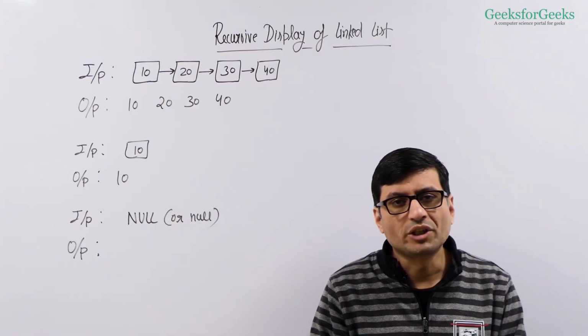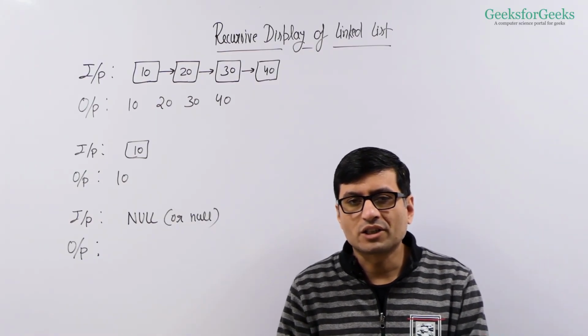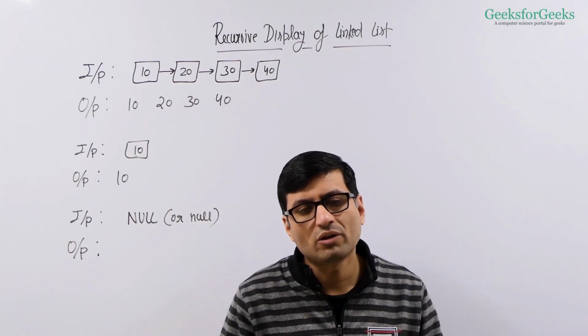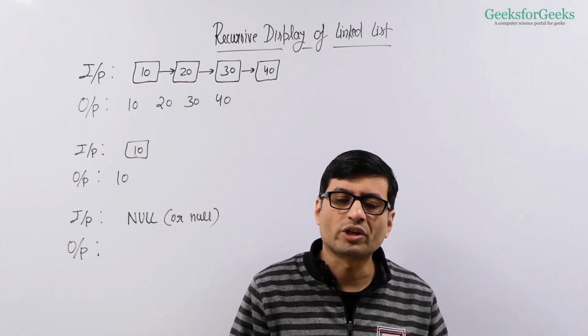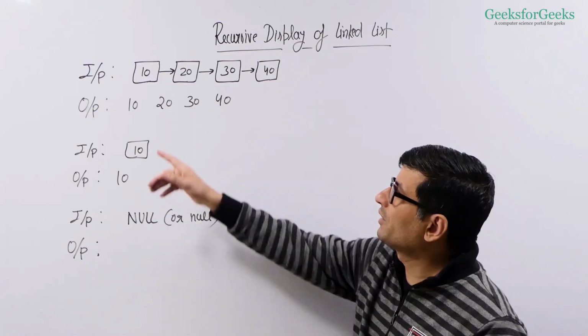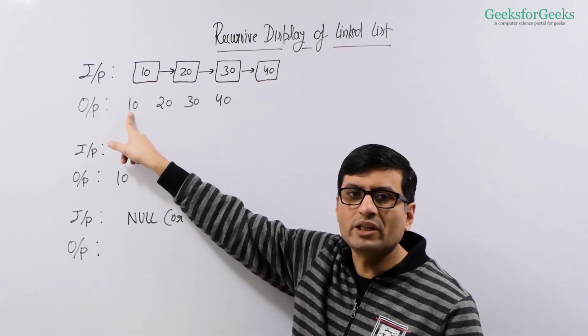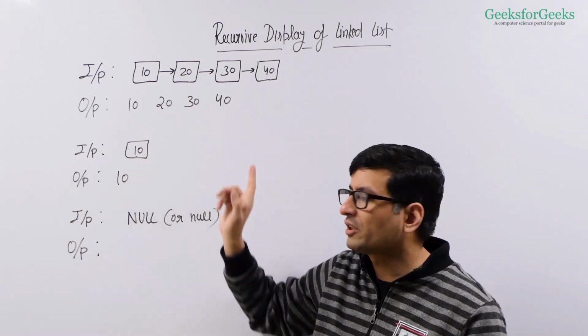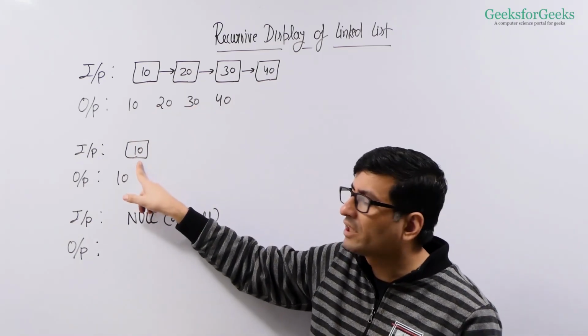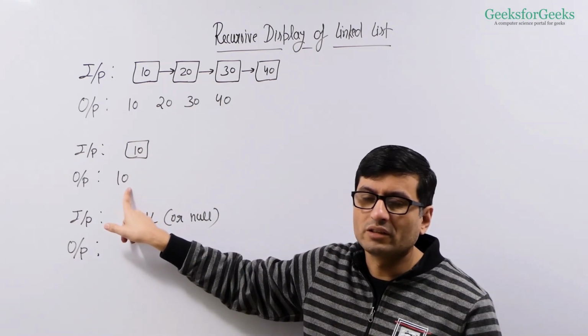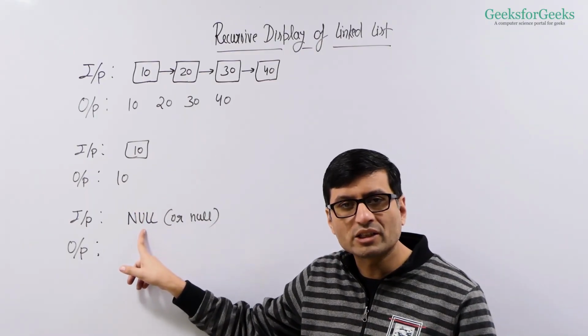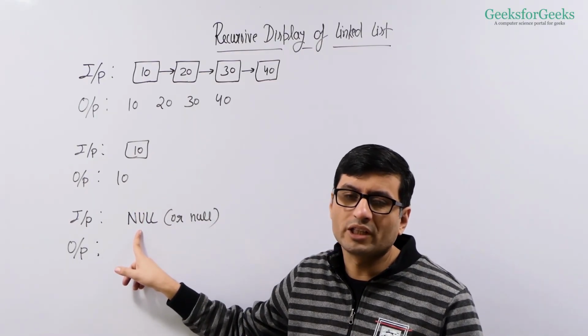Now please pause this video and try to write down a function that takes head of a linked list and prints content of it. For example, if we pass head of this linked list, then our recursive function should print 10, 20, 30, 40. And if we pass head of this linked list, then our recursion should print 10. And if we pass an empty linked list, then our recursion should not print anything.